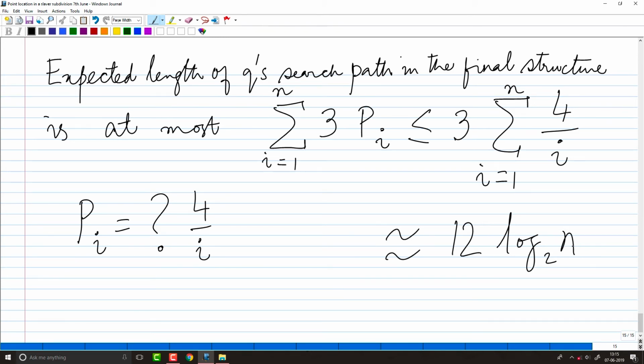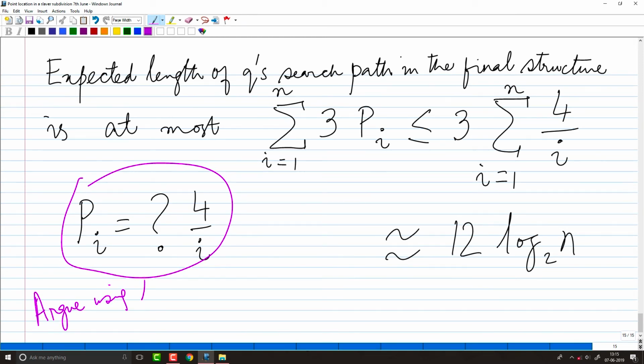So, now as I said, though I have not written it, you can argue this using backward analysis. Anything more to say? No. Okay. So, I finish with a caveat.